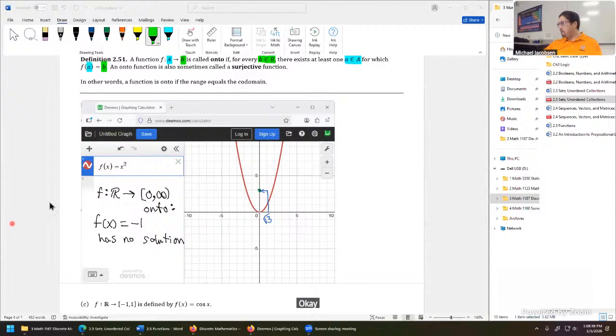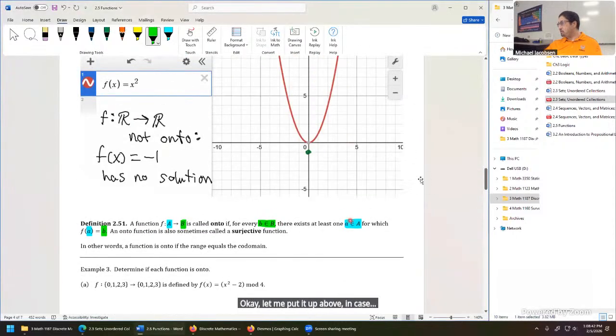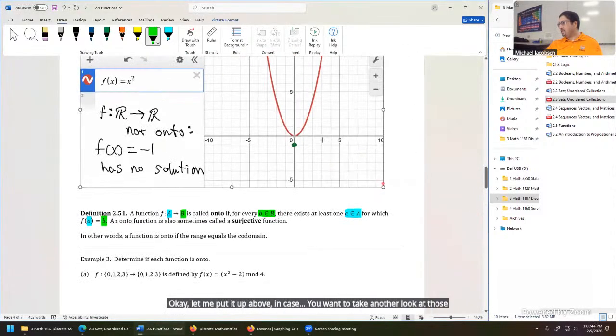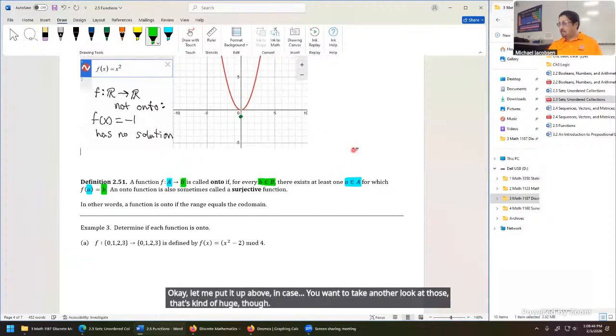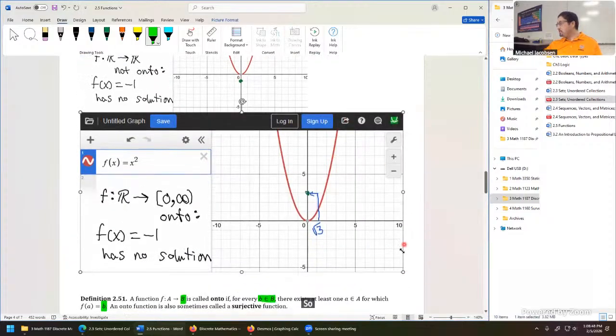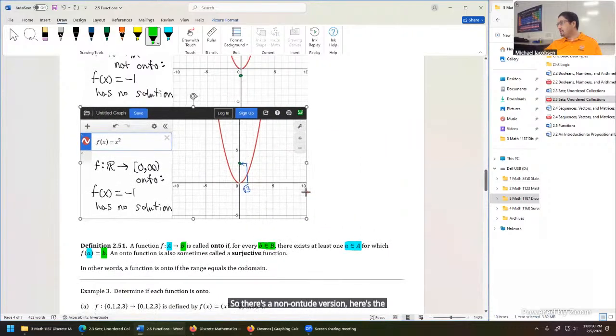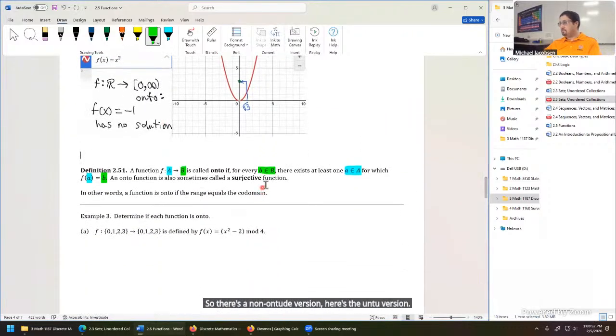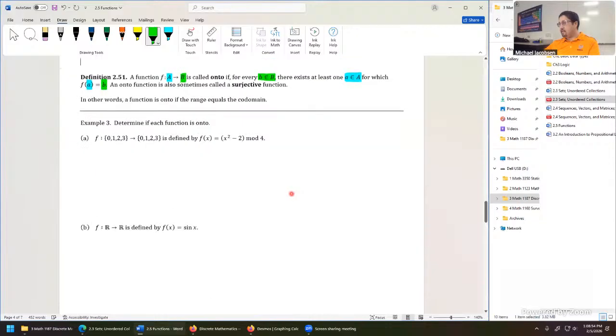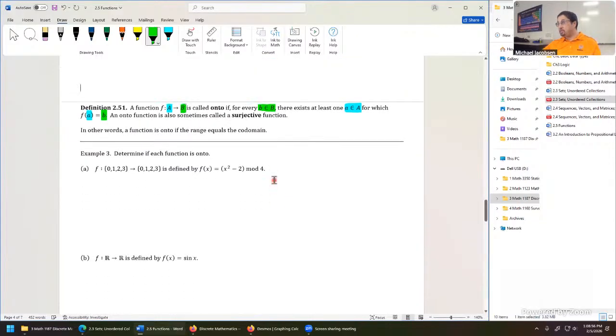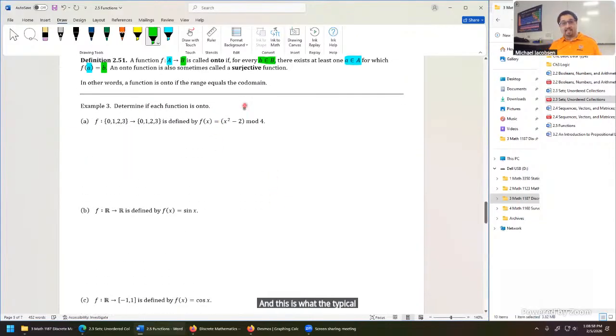Okay, let me put it up above in case you want to take another look at those. So there's a non-onto version. Here's the onto version. And this is what the typical exercises are going to look like in this section. We'll look at some functions involving the modulus operator, some other functions we're familiar with, some trig functions, thinking about onto. And these ones are pretty fast to check for onto.